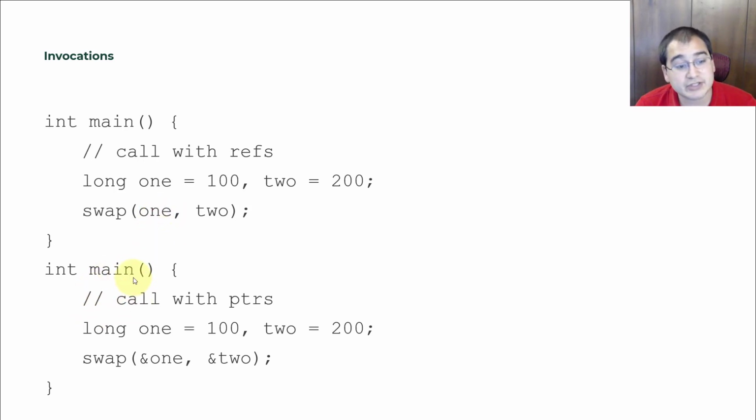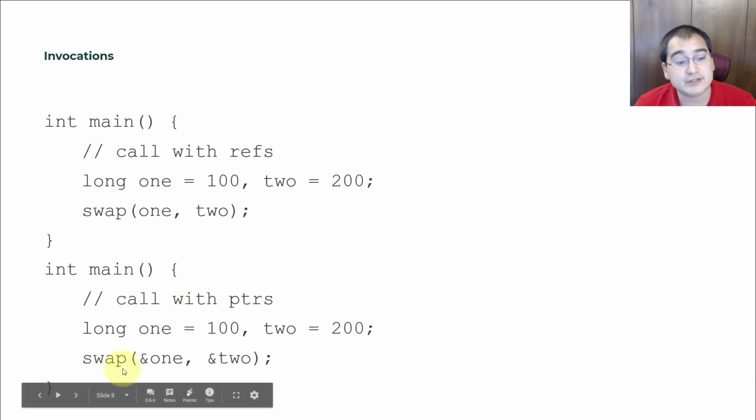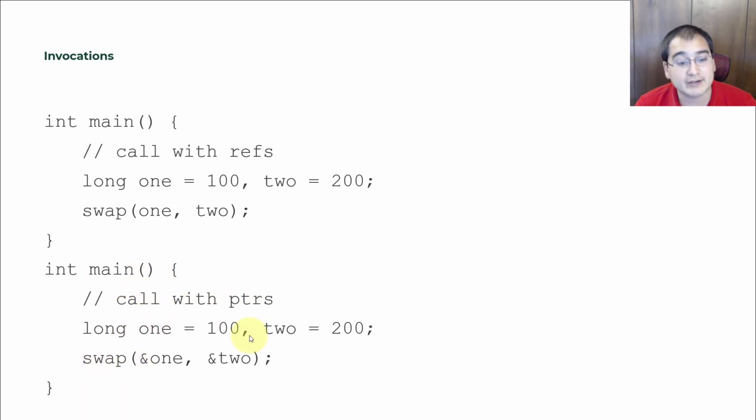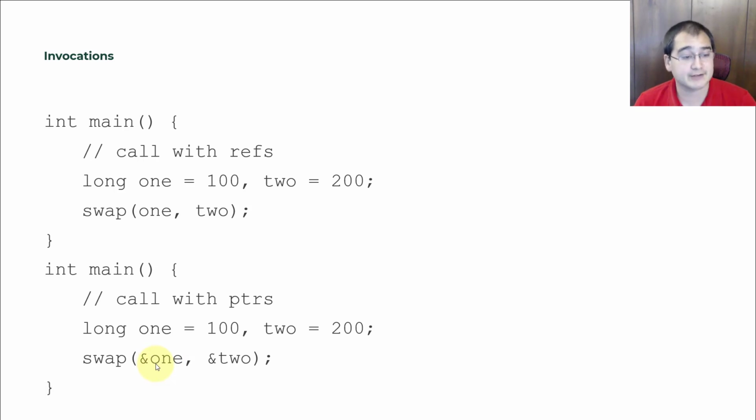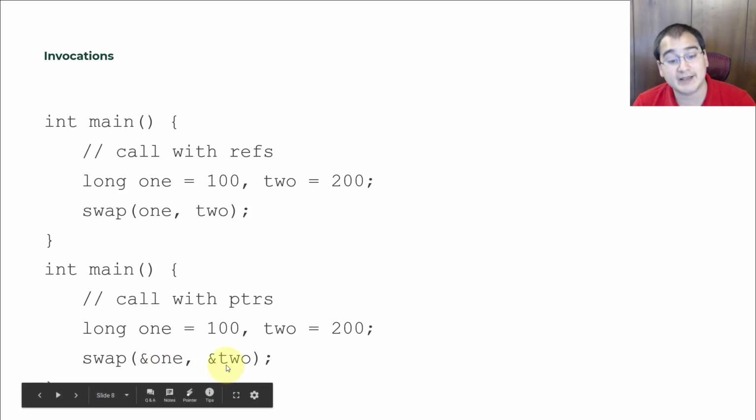Now here is a version of main where I'm calling the version of swap with pointers. Note, I still have the same 2 variables here, a long called 1 and a long called 2. But here I have to put the ampersand in front of the 1 because 1 is not a pointer, is it? 1 is a long, and this version of swap requires pointers, and so I need to give it the address of 1, and I need to give it the address of 2.